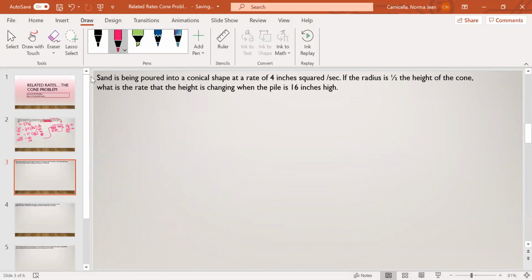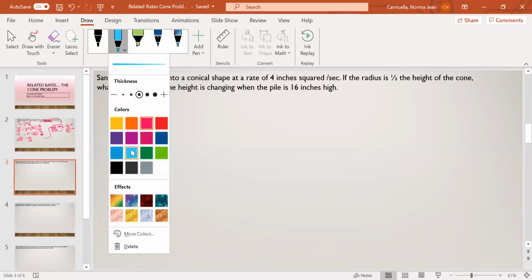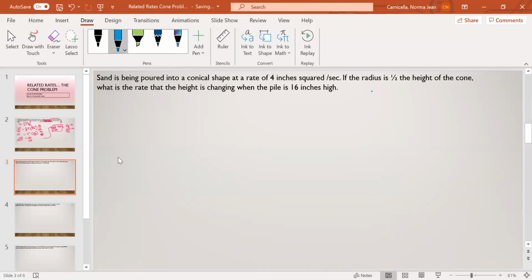Sand is being poured into a conical shape at a rate of 4 inches squared per second. If the radius is half the height of the cone, what is the rate that the height is changing when the pile is 16 inches high? I just want to talk about something really quickly. If you're pouring sand, let's say at the beach, and you pick up a bucket and pour sand so that it trickles and it eventually makes some kind of a cone.